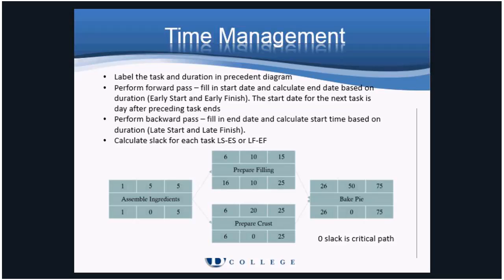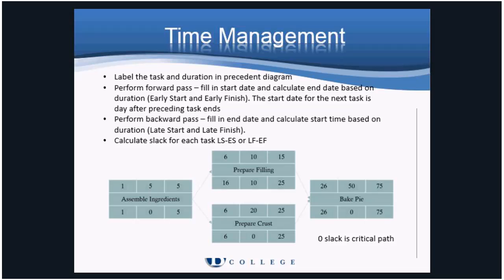We'll assume we have 2 resources. The final step is to bake the pie. Next, we'll fill in the tasks and the durations and set the precedence order of the tasks. Next, we perform what's called a forward pass. We'll assign the early values and enter the time values from left to right.